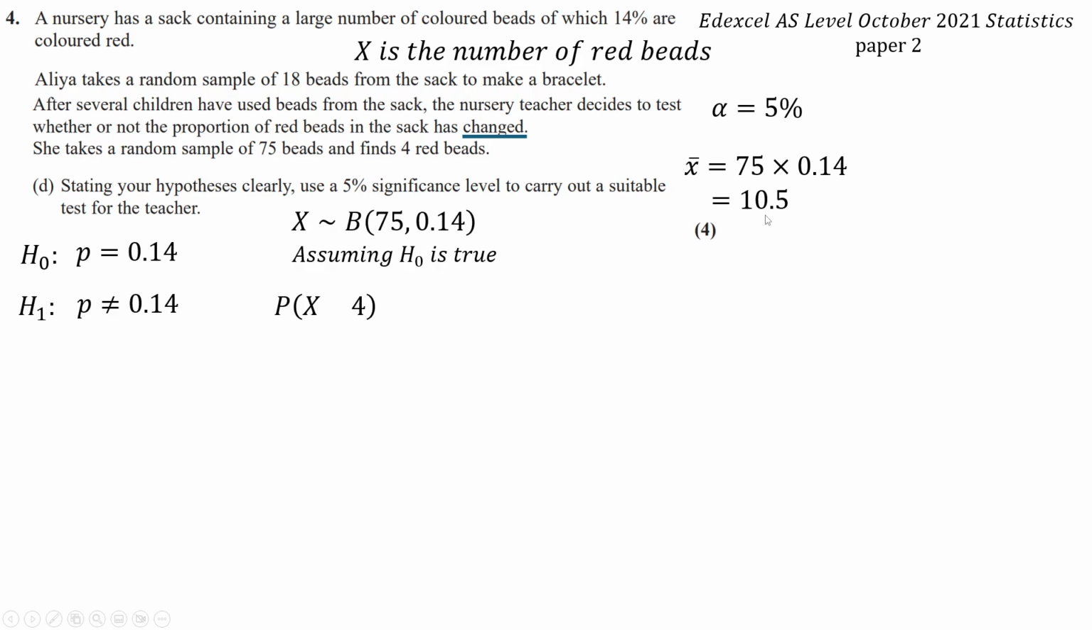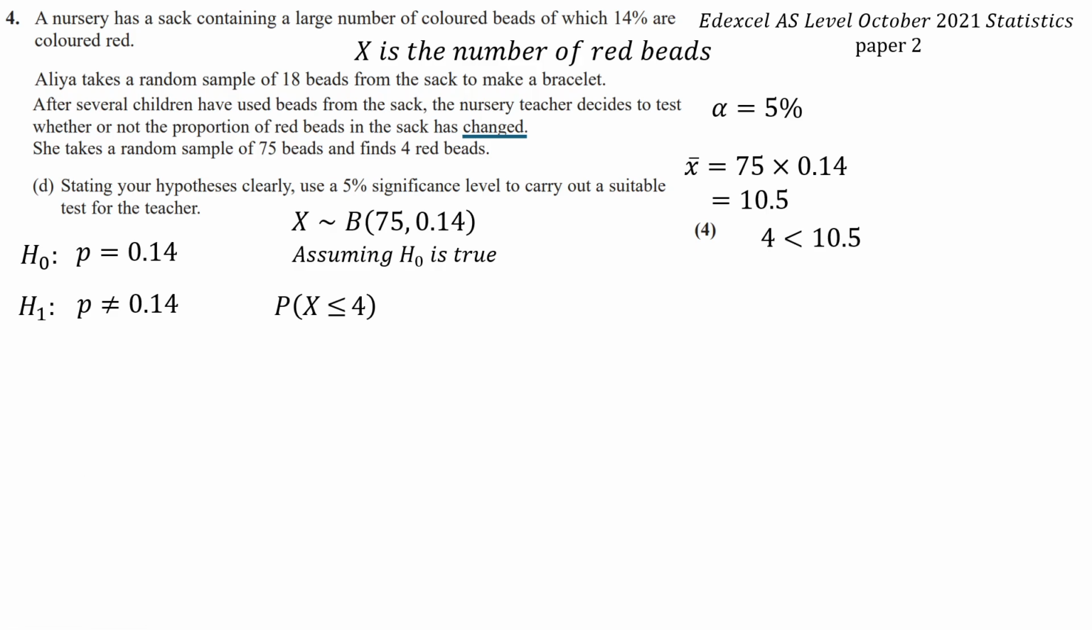Okay, we expect to get 10.5 red beads, but we've gotten 4, right? So this is much less than 10.5. So we're looking for the probability that it's actually less than 0.14, and so it's going to be less than or equal to 4 here. Okay, hopefully that made sense. You put that into your calculator.